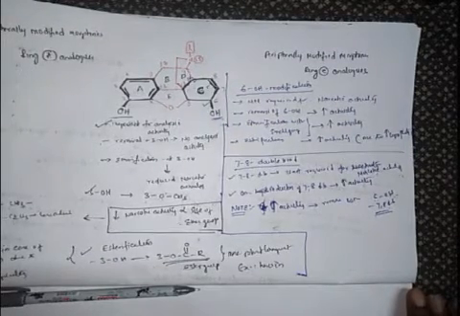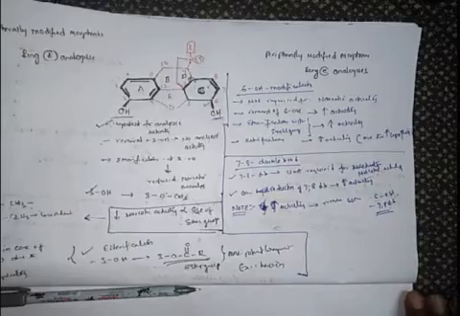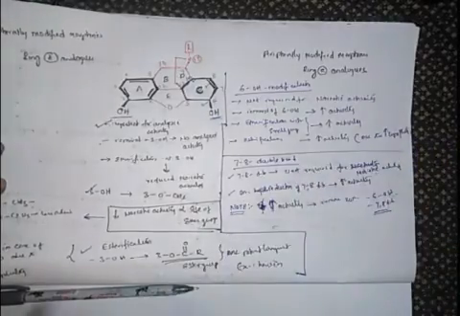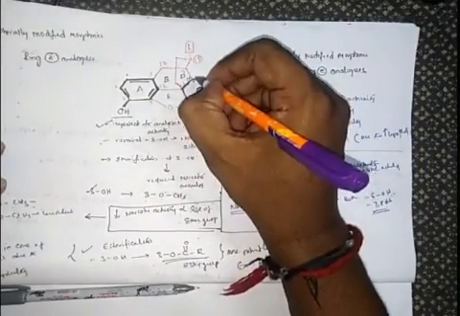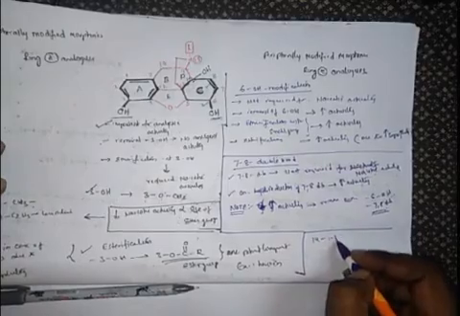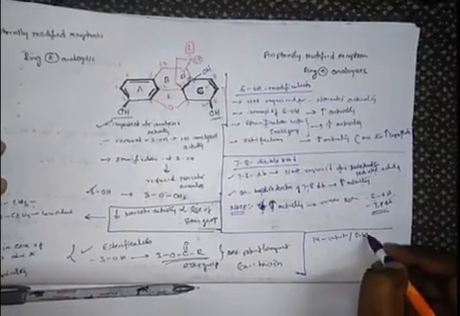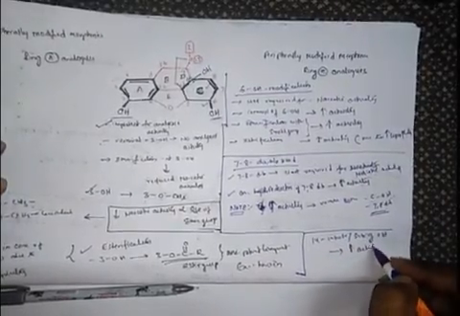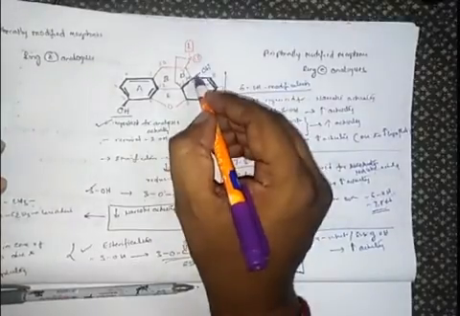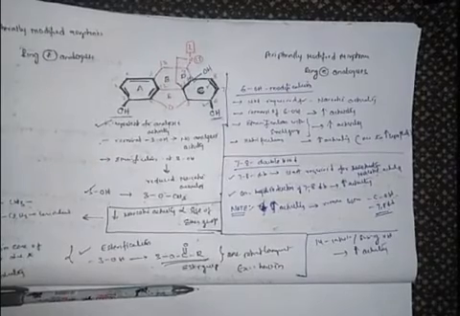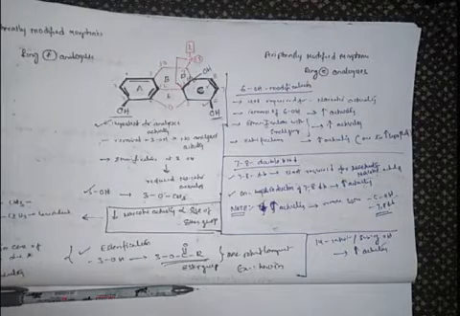This is about the possible modification at the 7,8 double bond, and now the introduction of an OH group at the 14th position. At the 14th position, introduction or substitution of an OH group results in increase in activity. If you introduce an OH group at this position, there is a further increase in activity. This is about possible modifications at ring C analogs.